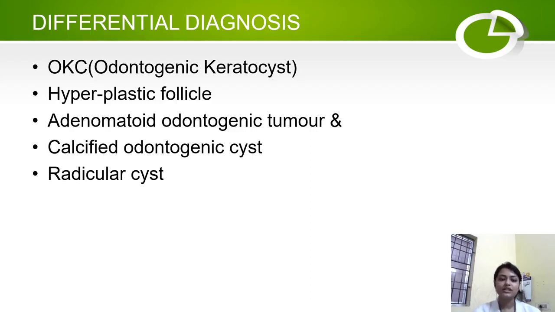Calcifying odontogenic cyst is the same, and radicular cyst. Obviously, if it is around the apex of the root or the lateral side, sometimes radiologically it will mimic the radicular cyst also. So in that case also, histopathology is very essential to rule out the dentigerous cyst from other similar looking cysts.